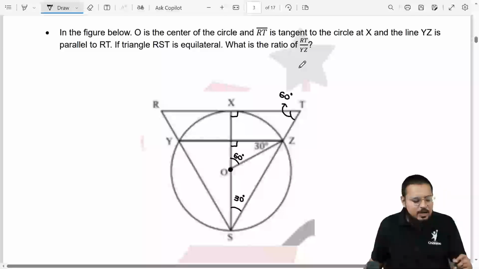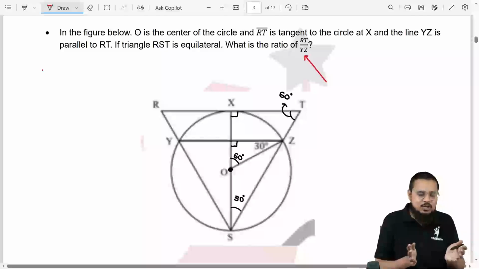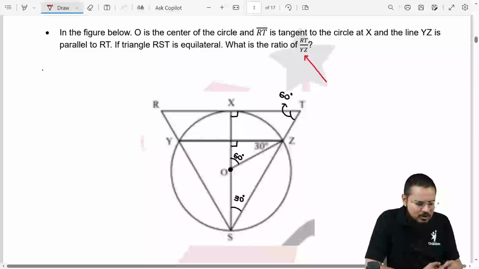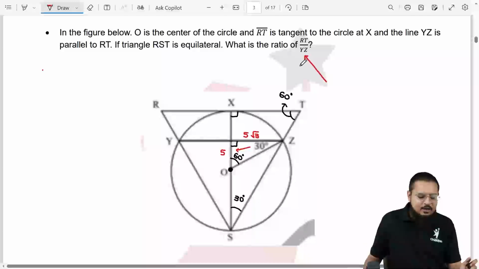But if you look very carefully, you don't have to find out the exact lengths of RT and YZ. Instead, you have to find out the ratio of these two lengths. I can suppose any number. For example, I'm always comfortable to start with the side length opposite to 30 degrees. So I'm taking the side opposite to 30 degrees as 5. So automatically, the side opposite to 60 degrees would come out as 5 under root 3, which means if this is 5 under root 3, then I've got a congruent triangle on the other side as well.